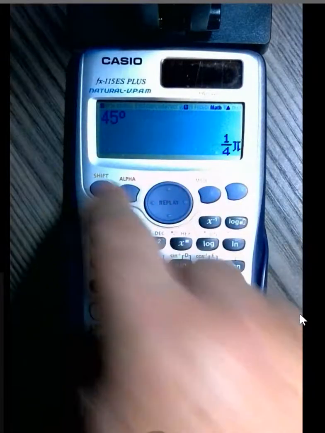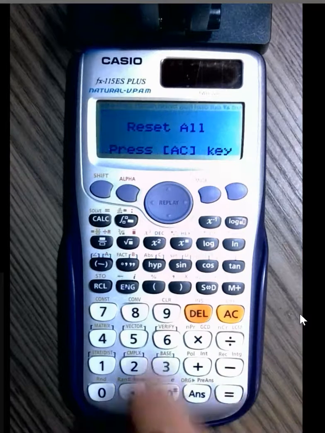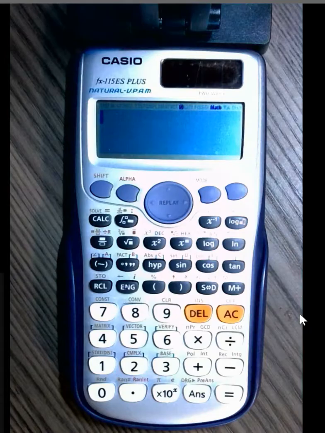By the way, at the very end, I'm just going to go ahead and clear all, just to put it back into the default mode.